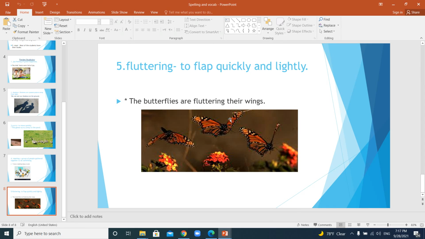Okay, guys? These are the vocabulary words that we revised this week and last week. If you have any questions, feel free to ask.